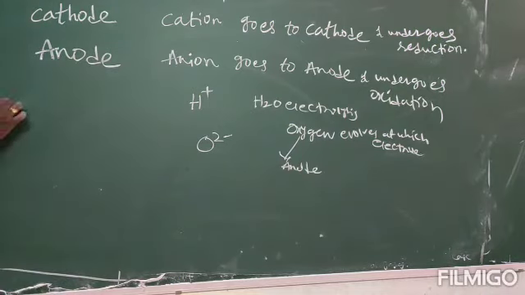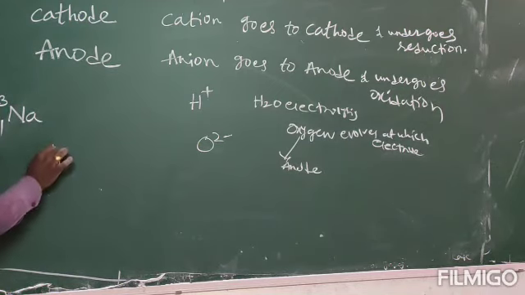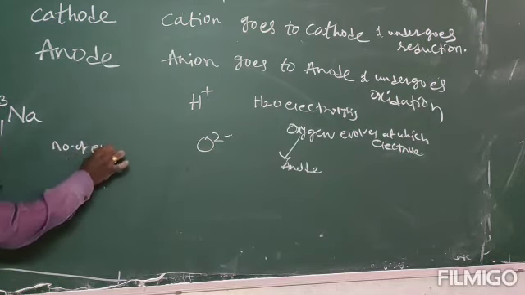And next, suppose you know sodium. Sodium symbol is 23 11 Na. It has how many electrons? Number of electrons in sodium, how many?